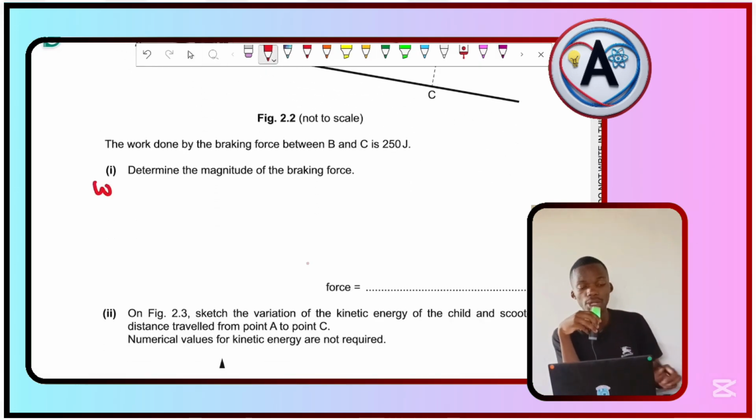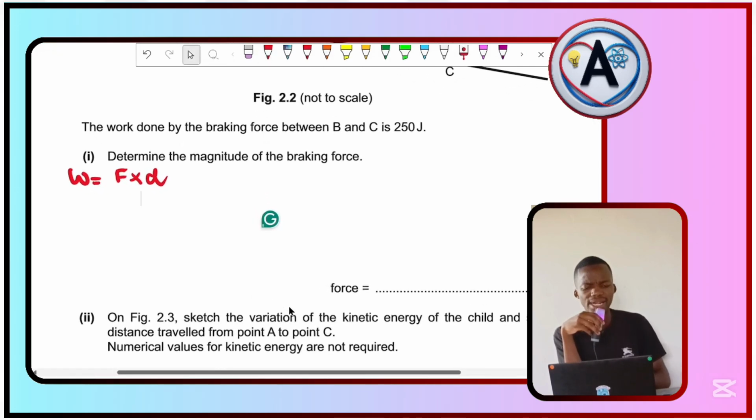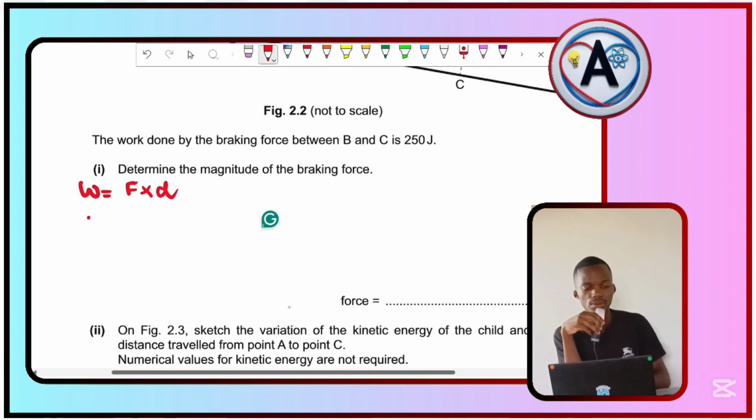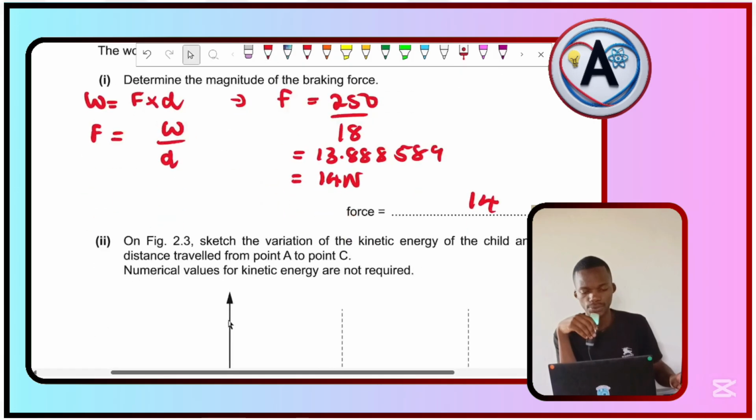Well, what I know is that my work done is equal to my force multiplied by my distance, or my displacement if you're fancy. So I now know that my force will be equal to my work done divided by my displacement. In this case, my force will be equal to 250 divided by 18. Very simple. 13.888589. That's going to give you 14 newtons.